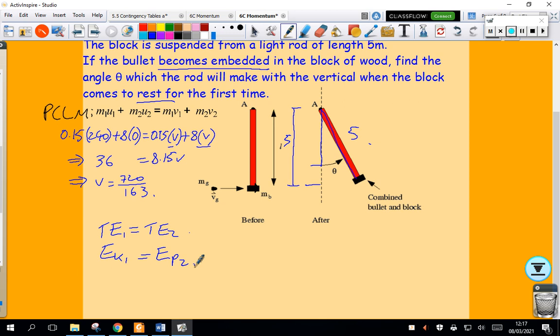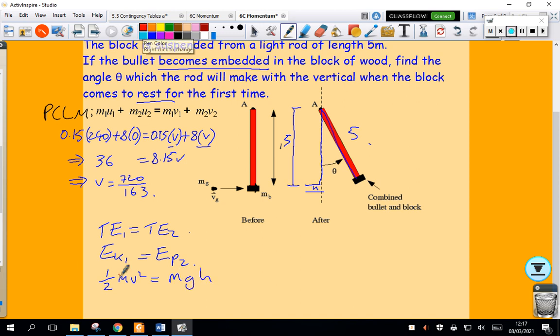Where does it come to rest? What's its height? What's the height of the object? So there's the height in there. That's the height at which it comes to rest. So kinetic energy in position 1, well, kinetic energy is a half times m times v squared, is equal to potential energy in position 2. Well, that's m times g times h.